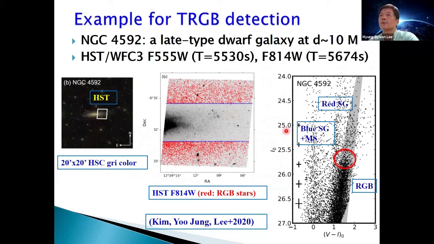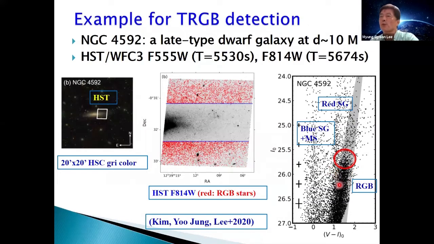And the right panel shows the color-magnitude diagram of the stars we found in the HST image in the outer part. So again, blue stars are main sequence stars and young supergiant stars, and a small number of vertical structure objects are red supergiants, and then RGB. The brightest part of the RGB is seen here. Here the magnitude is around 25.7, so it's very faint considering the photometry.